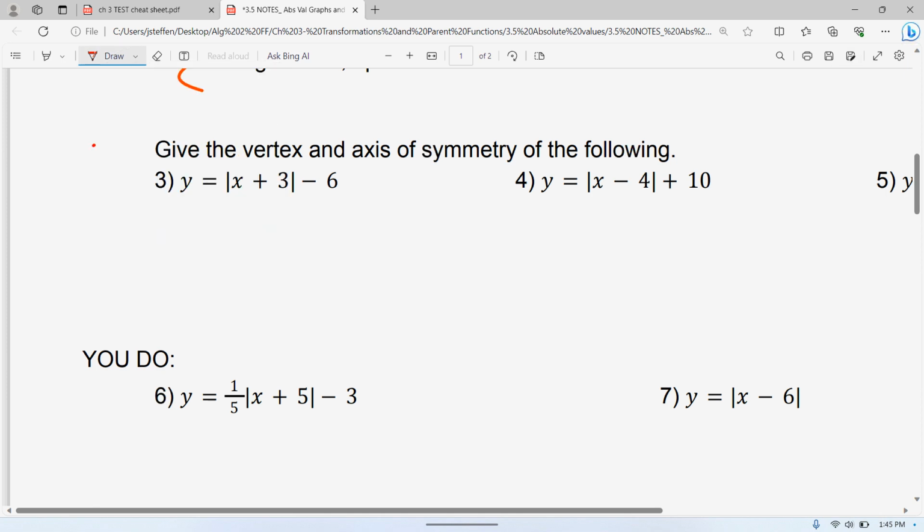The first one, all we're doing is giving the vertex and the axis of symmetry. Don't make this harder: it's the opposite of this number, so -3 and -6. Now, if you think about it, that makes sense, because if you take your ordered pair to the left 3, you are subtracting 3.